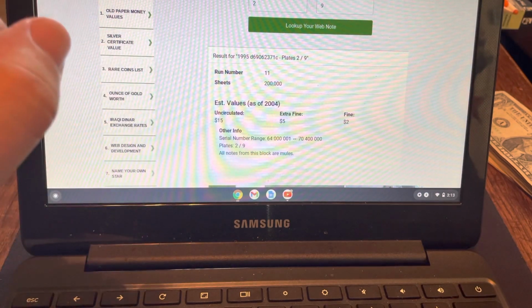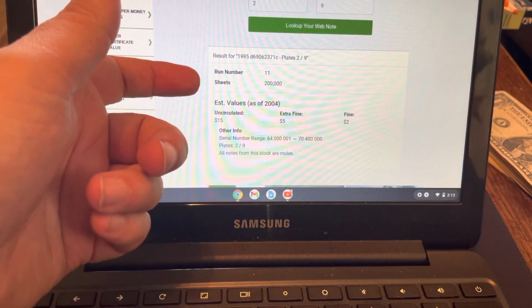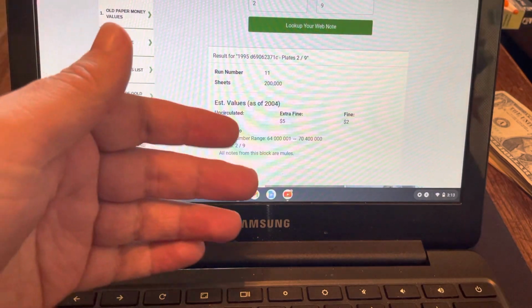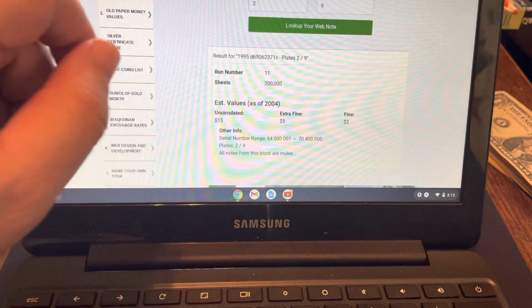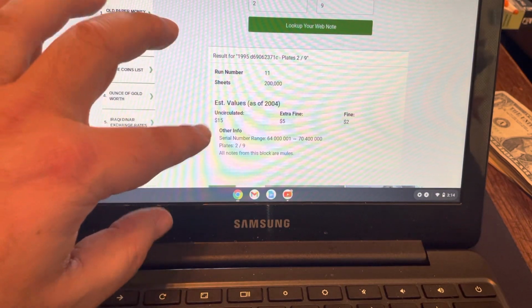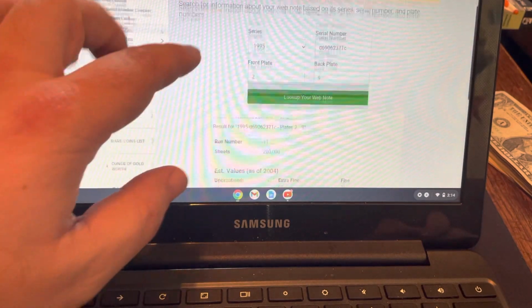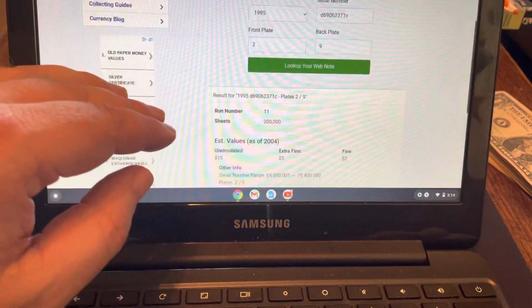Normally sheets would be 32 notes per page, per sheet. But once again, there weren't sheets with a web press note. It was just a continuous roll. Anyway, the run size was 200,000. It does give you some idea of value. These values are outdated. It even says on here that the values are from 2004 pricing. So yeah, that's kind of outdated.